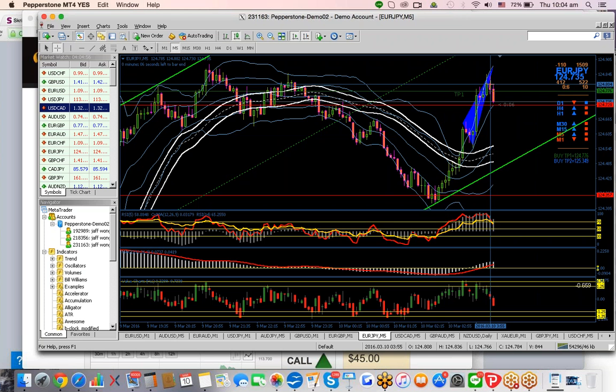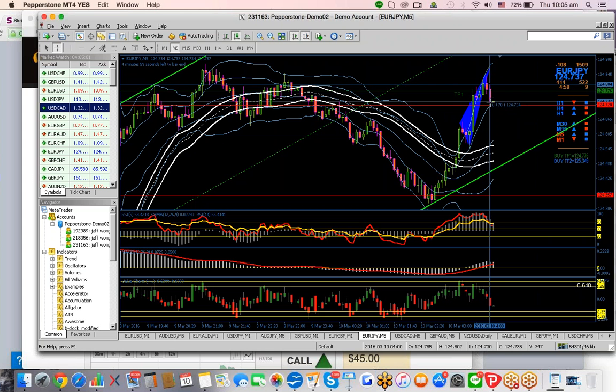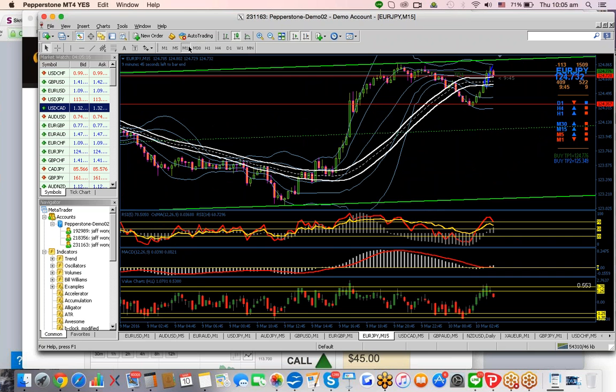90% of 9 pips, 8.1. Do you have 8.1? Not yet. Okay, let it go, let it go. Hopefully this bar will go more than that every time. And then we've got the higher time frames. I'll look at this one.